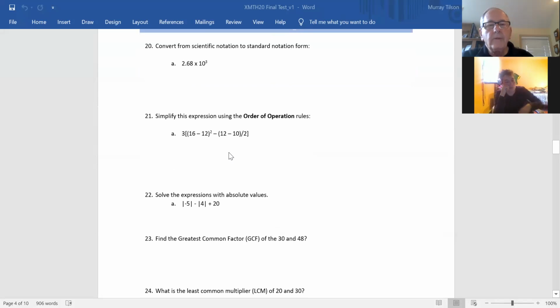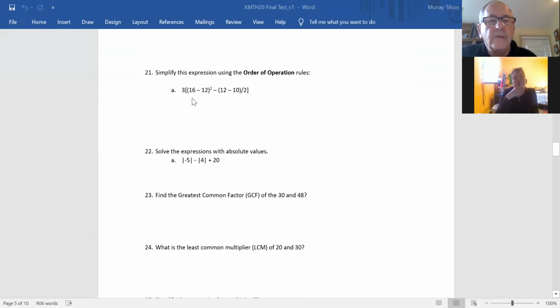And then simplifying using order of operations. If you see something like this, you want to take care of things inside the parentheses first. In this particular case, it would be 16 minus 12, so it'd be 4 squared, right? And this over here would be 2.